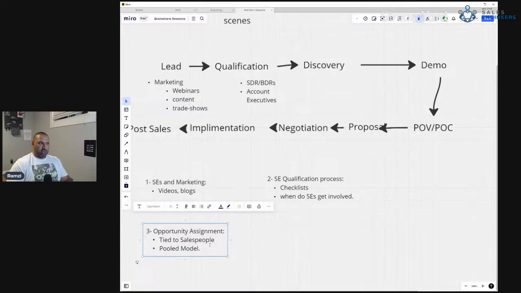If you're tied to salespeople, and that's a whole other video that we can create, let's say 1-to-1, even 1-to-2, you're supporting these two salespeople. You're building a relationship with them, and not only that, with the customers that they serve, because they are your customers. But in a pooled model, day one you can be working with customer A, and day five with customer Z, and never talk to customer A again if they close the deal.